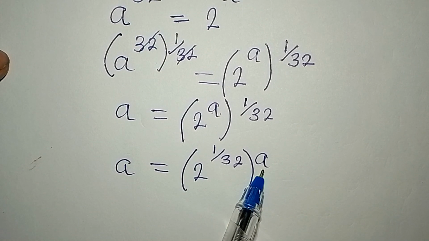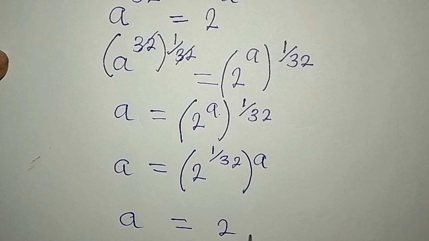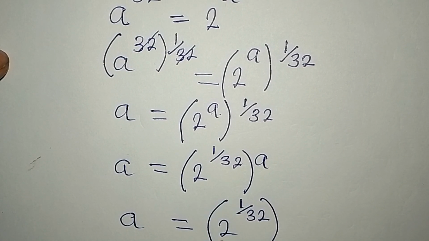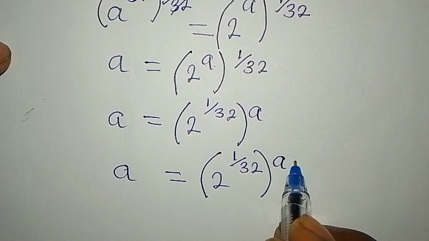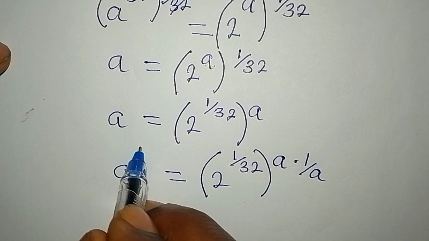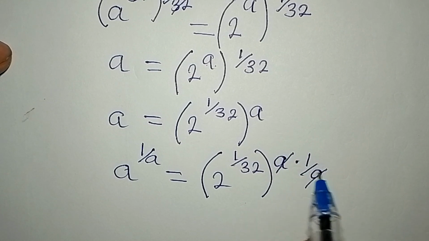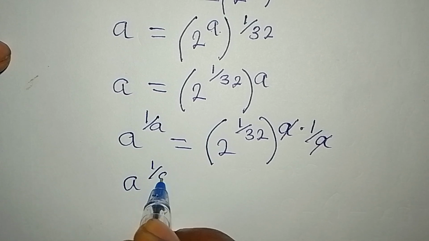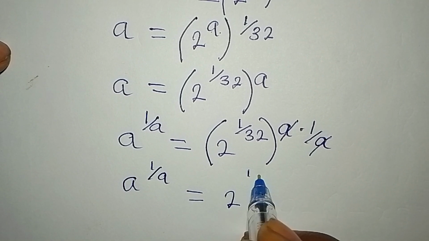Now I need to remove this from here. To do that, we have a equal to 2 to the power of 1 over 32 to the power of a. Then this power here now, I have to multiply it by 1 over a as well. Now it has to reflect on the other side. So we have this to the power of 1 over a. But this and this can now cancel. So we have a to the power of 1 over a to be equal to 2 to the power of 1 over 32.